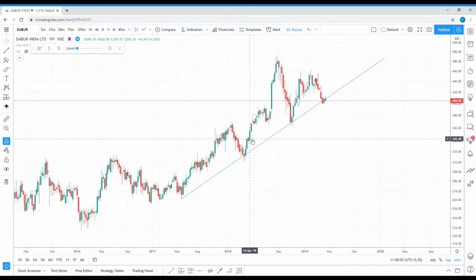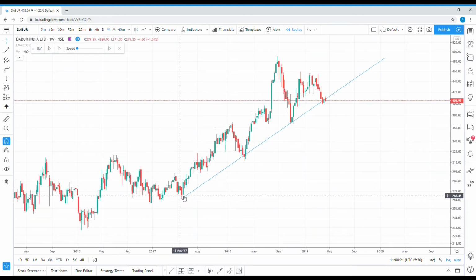And then it went up. It tried to come down, then again it went up, and then again it came down and took support here, and then again it went up, right? So we know that this stock is taking support at this trend line, right?